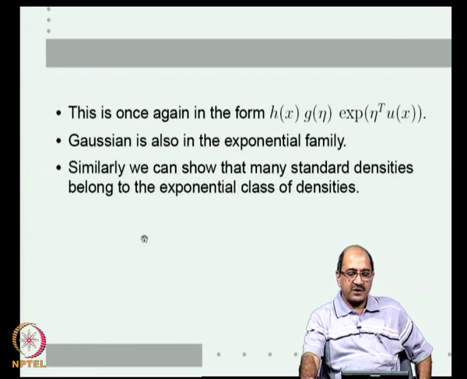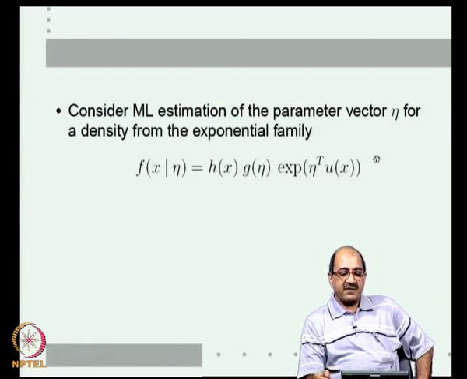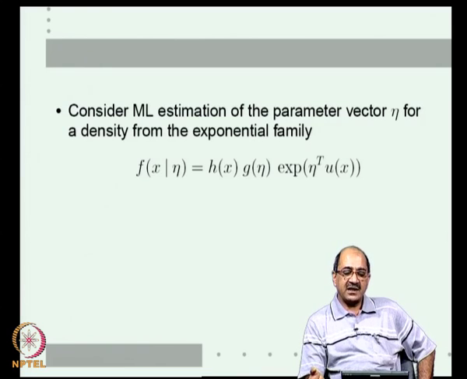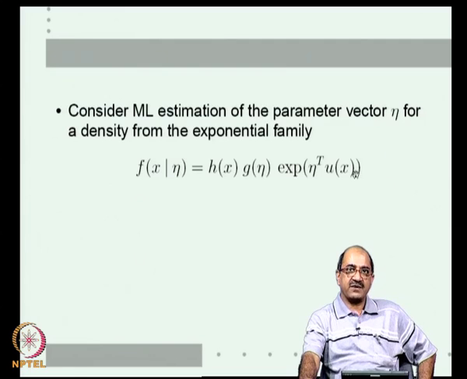Now, why do we consider this particular form? A density that is in this form has some interesting ways of doing maximum likelihood estimates. So, let us say we want to do ML estimation of the parameter vector eta for a density from the exponential family. So, take any density from the exponential family, which we can write as f x given eta as h of x g eta exponential eta transpose u x, and let us say we want ML estimation. So, for ML estimation we have to form the likelihood and then differentiate and maximize the likelihood to find the ML estimate for eta.